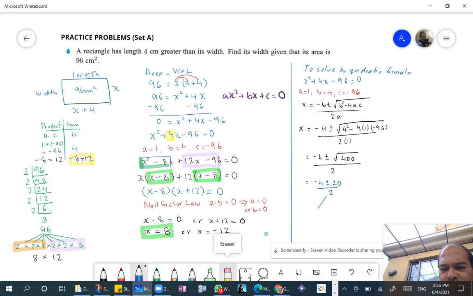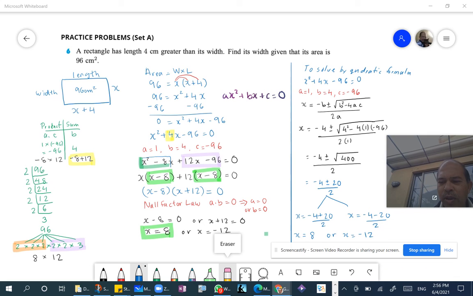The two answers are x equals minus 4 plus 20 over 2, or x equals minus 4 minus 20 over 2. The first answer gives you 8, and the second answer gives you minus 12. You notice that these are the same answers that we got by using the other method as well. And so you can use the method that is most convenient for you, or the one that you are most familiar with.